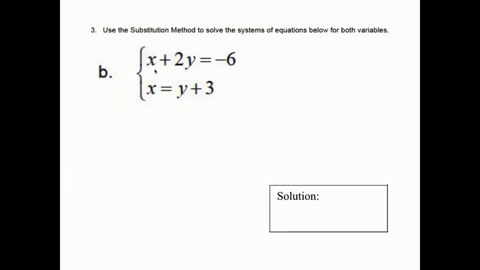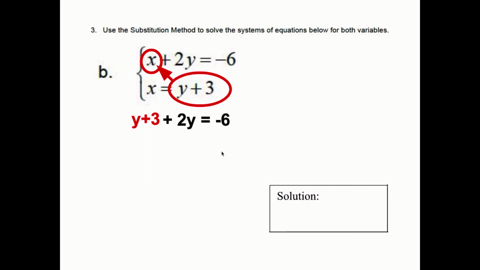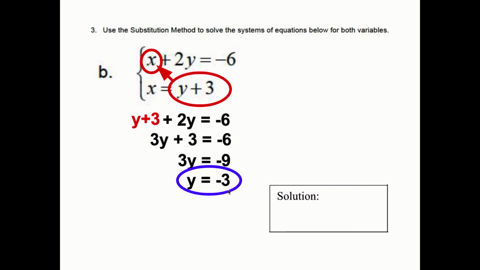All right, let's do another one. Notice in this one, the top equation does not have a variable by itself, but the bottom one does. So that's the one we're going to use. So x is by itself. So circle what x equals. This is going to replace or substitute the x in the other equation. So the x is going to go away and it's going to become y plus 3. And then I have plus 2y equals negative 6. I have to combine like terms, so y plus 2y makes 3y, plus 3 equals negative 6. Subtract the 3 over, I get 3y equals negative 9, and divide by 3, I get y equals negative 3.